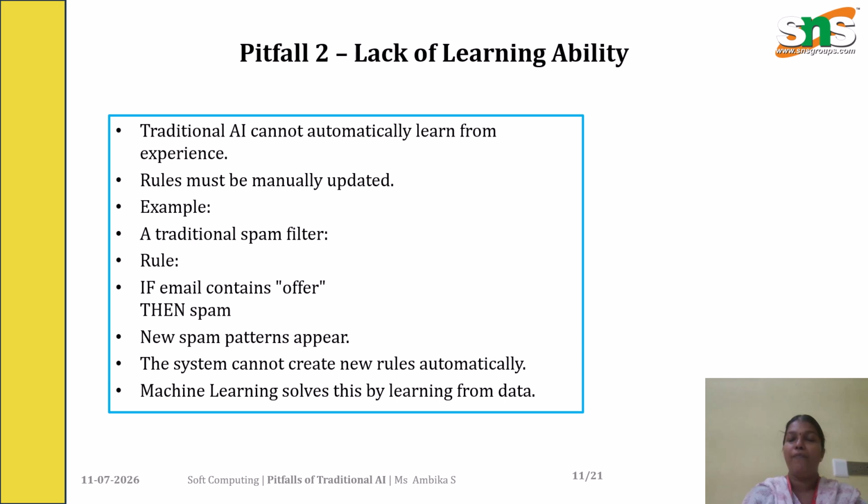Pitfall 2, lack of learning ability. Traditional AI cannot automatically learn from experience. The rules must be manually updated by human experts. For example, with a traditional spam filter, you set a rule: if the email contains the word offer, then display it as spam. But if any new spam patterns appear, the system cannot predict them correctly or create new rules automatically. But machine learning solves this by learning from the data.